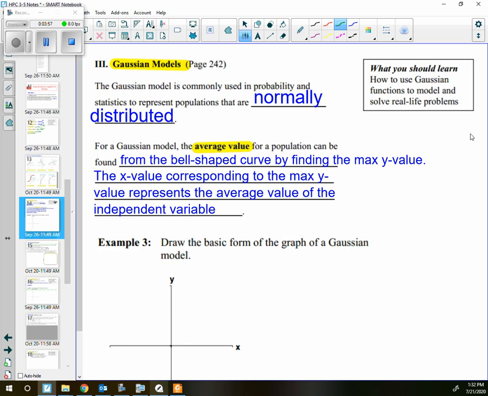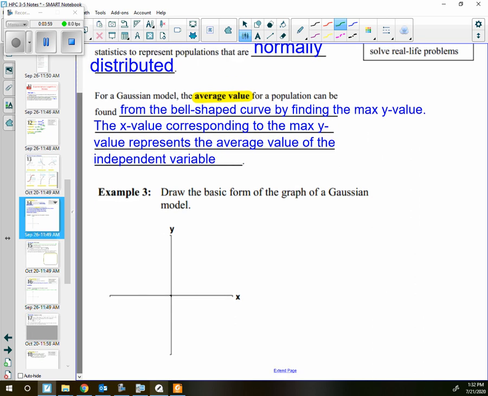I'm going to go ahead and draw this so you can see what I mean, and then we'll label that and you can write that in. If you take a look at any Gaussian model, you're going to have something like this, this bell-shaped curve.